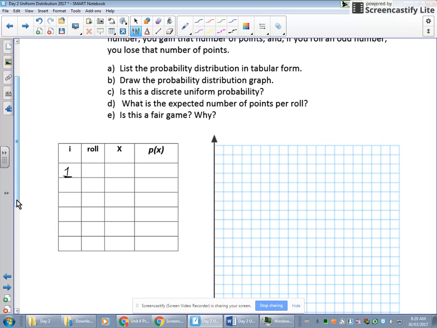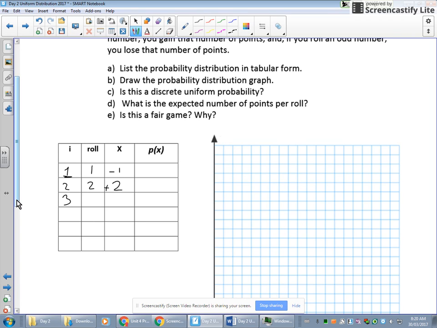So in the first index, this is our value of i, that's going to be our first value that we're considering. Let's assume that I roll a die value of 1. So we're told that if it's odd, we're going to lose that number of points. So a roll of 1 would give us a yield of -1. In our index of 2, that's also going to correspond to a dice roll of 2. We gain that number of points, so that's going to be a +2.